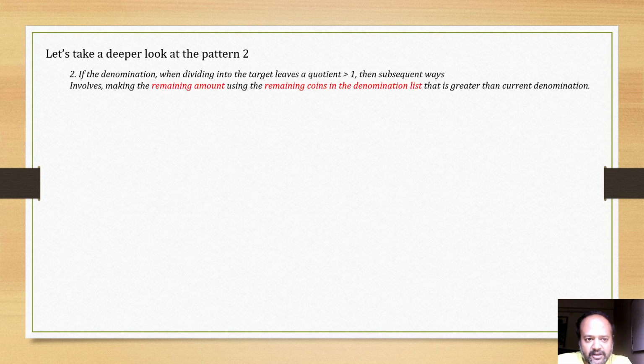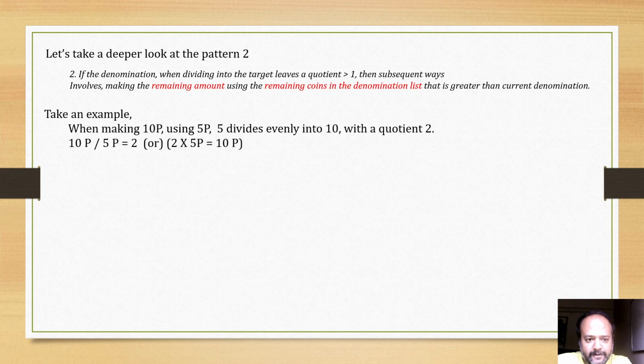So I'm just listing out again what pattern 2 was. If the denomination, when dividing into the target, leaves a quotient greater than 1, then subsequent ways involve making the remaining amount using the remaining coins in the denomination list that are greater than the current one which you are dealing with. So take that example, whatever I was telling before. When making 10 paisas using 5 paisas, 5 divides evenly into 10 with a quotient 2. So that's what it is making. 2 5 paisas make a 10 paisa.